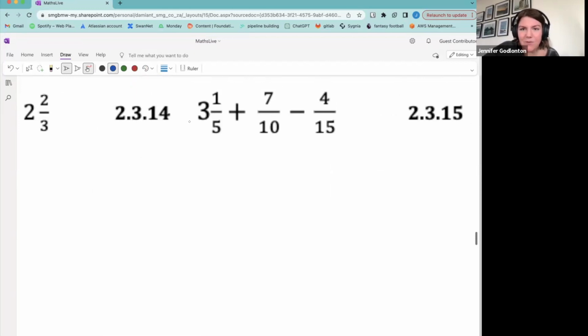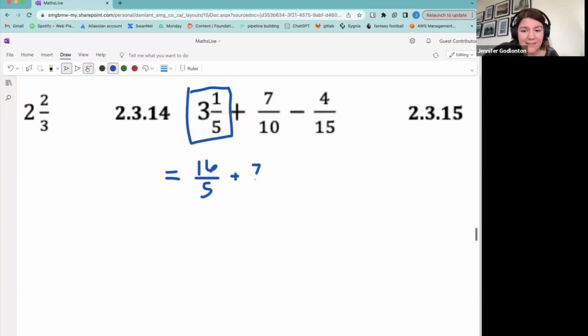First things first, we've got fractions. We've got to change our mixed number to an improper. So my question to you is, what is that fraction going to become? Go, lightning speed. Pop it in the chat for me. 16 over 5. I love it. Let's write it in. 16 over 5. Okay, 16 over 5 plus 7 over 10.